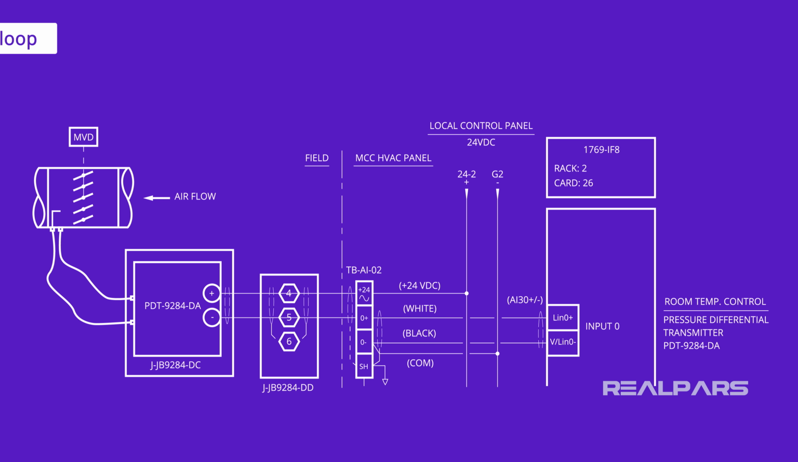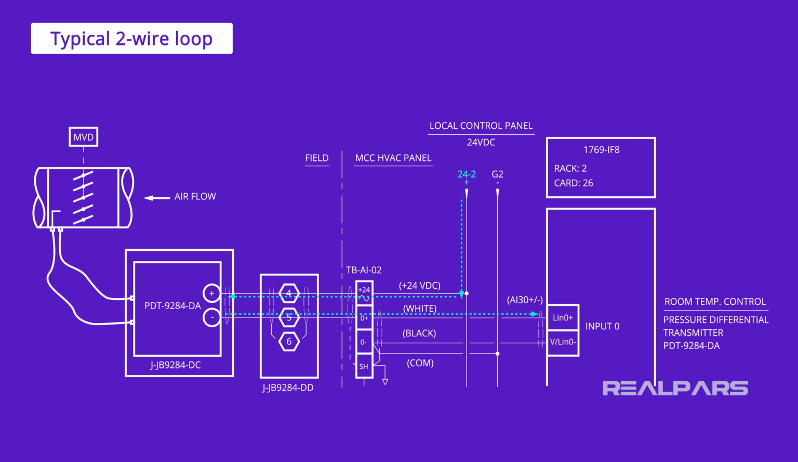Let's have a look at how a typical 2-wire current loop is shown on a loop diagram. As illustrated, the 24-volt power supply is in series with the differential pressure transmitter and the PLC analog input card.